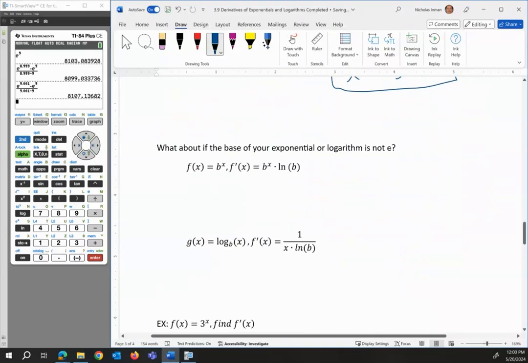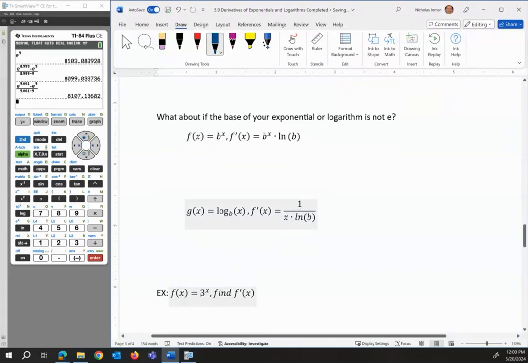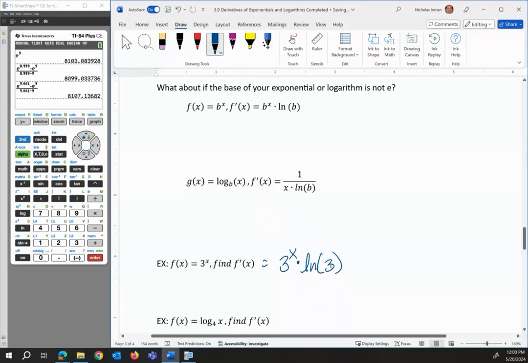All right, so the next question is, what happens if the base is not e, or if the log is not base e? In general, if we're dealing with another number, a 2, a 3, a 10, what happens? Well, the derivative of b to the x, for instance, example 1 here, 3 to the x: you just leave it, 3 to the x, but then you times by the natural log of that base. It's kind of like a chain rule, but instead of the derivative of the base, it's just the natural log of the base.